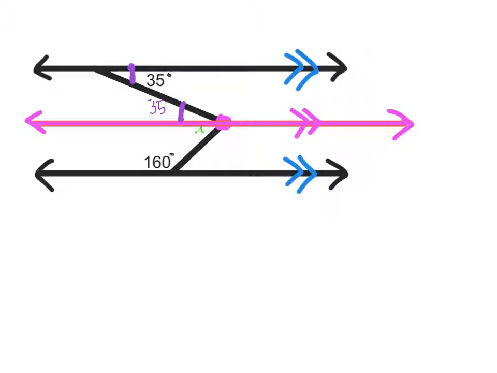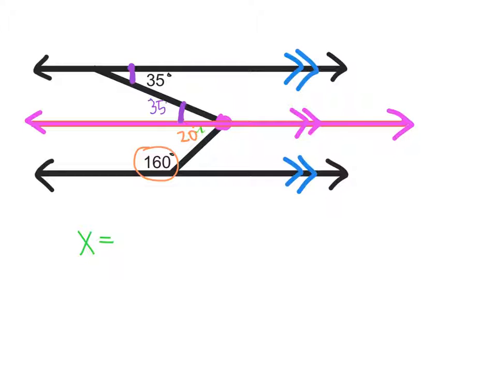We can apply that same logic, and I can say, if this angle right here is 160, then this angle up here must be 20. How do I know that? Well, if these lines are parallel, then these are same side interior angles. And same side interior angles are supplementary when the lines are parallel.